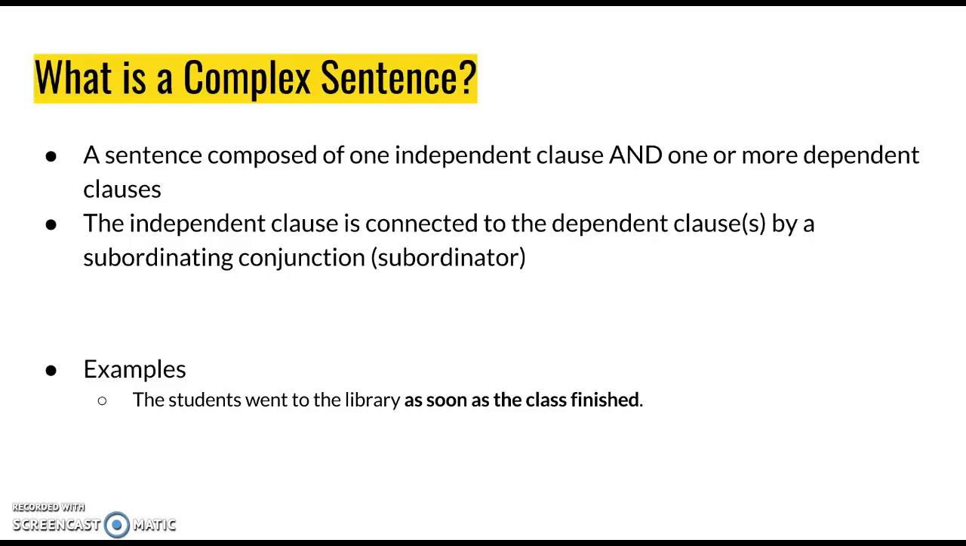Here's an example sentence. The students went to the library as soon as the class finished. The independent clause is "the students went to the library," and the dependent clause is "as soon as the class finished." This is the same sentence, but with the dependent clause in the front.